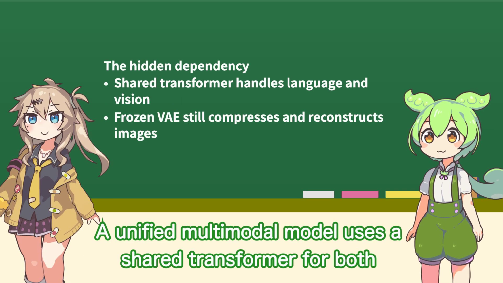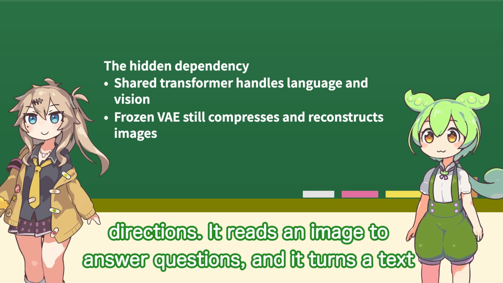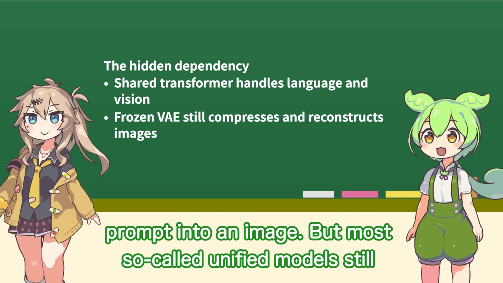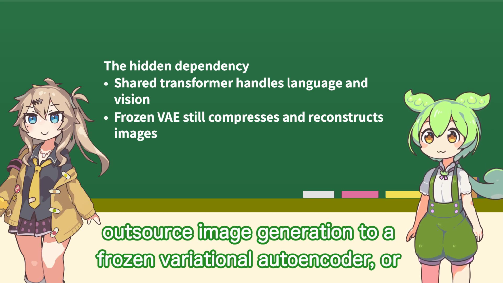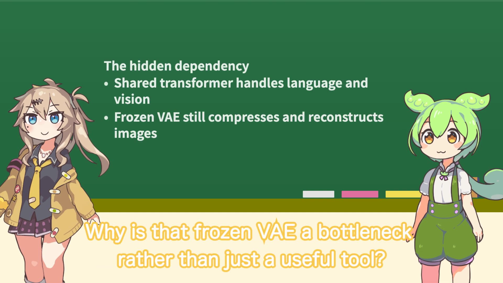A unified multimodal model uses a shared transformer for both directions. It reads an image to answer questions, and it turns a text prompt into an image. But most so-called unified models still outsource image generation to a frozen variational autoencoder, or VAE. Why is that frozen VAE a bottleneck, rather than just a useful tool?